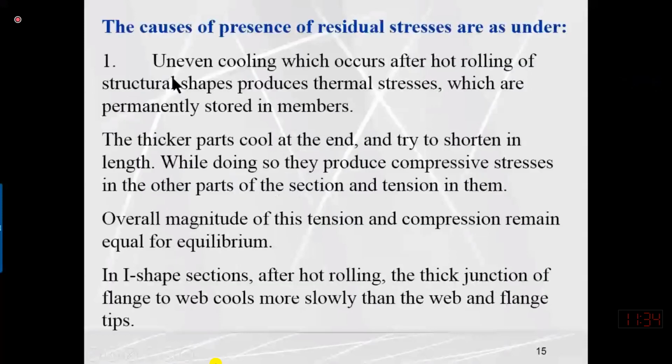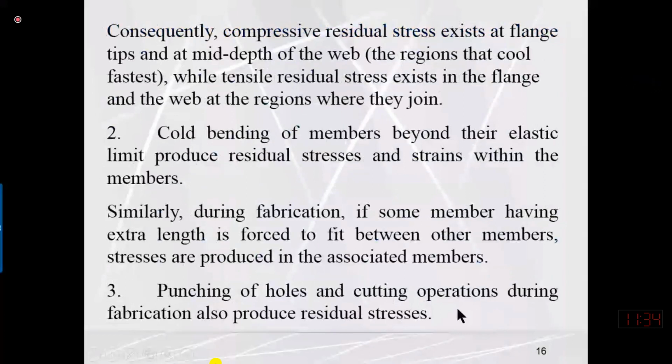So in the case of an I-shaped section, after hot rolling, the thicker junction of flange to the web cools more slowly than the web and flange tip. I have already explained this. Consequently, compressive residual stresses exist at the flange tips and mid depth of the web, the regions that cool fastest, while tensile residual stresses exist in the flange and web at the junction.